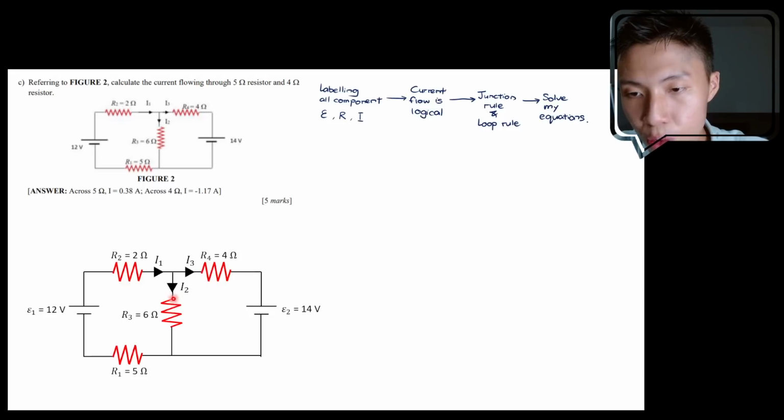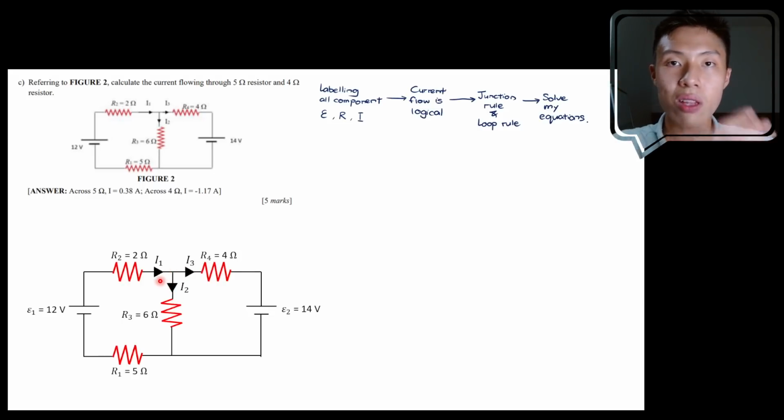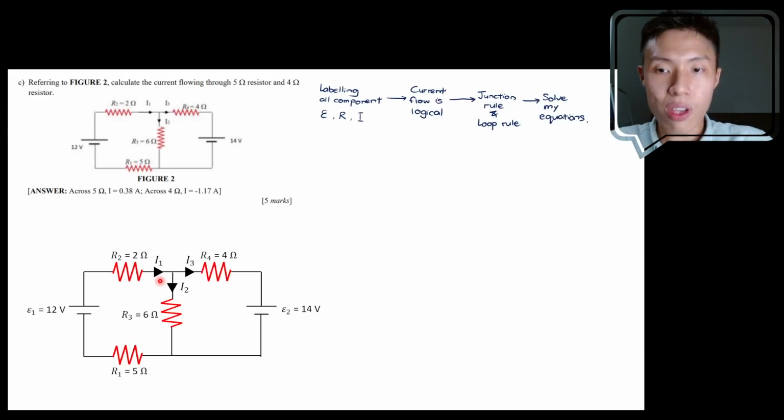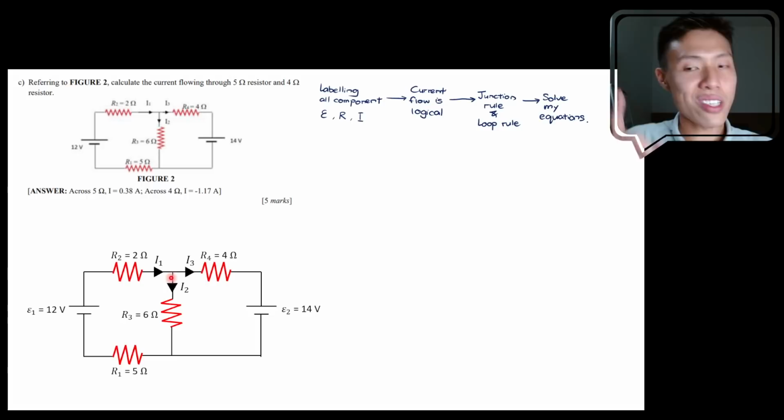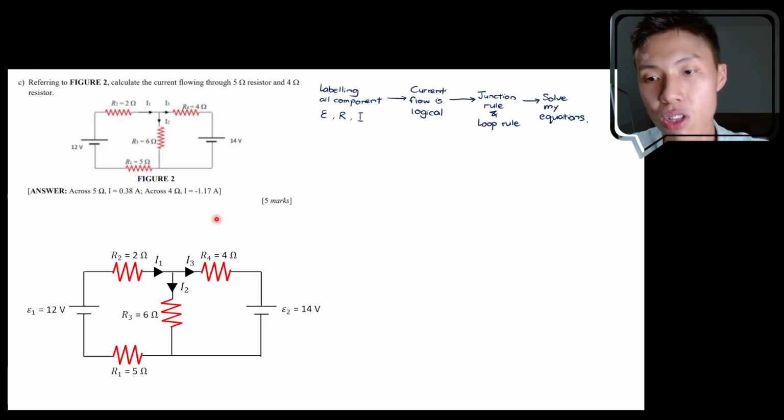That means you cannot have current all flowing into one junction. Let's say I2 is flowing into the junction, I3 is flowing into the junction, I1 is flowing into the junction. Then where does the water flow to? If all the water is flowing in, you don't have a tank over there, you don't have a water tank. It's not logical for it to happen. You cannot have accumulation of charge over here. It's just not logical. And you cannot have current all flowing out as well.